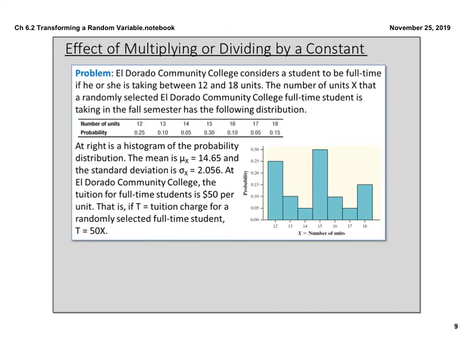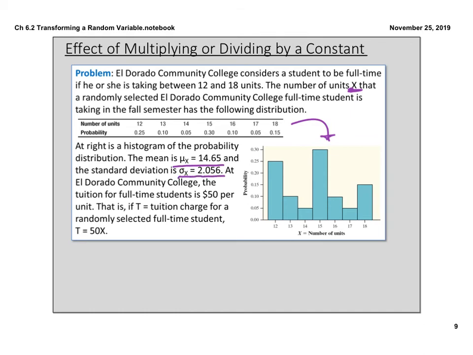All right, so let's take a look at this example. It says El Dorado Community College considers a student to be full-time if he or she is taking between 12 and 18 units. The number of units, X, that a randomly selected El Dorado Community College full-time student is taking in the fall semester is shown in the following distribution. So 25% of the students take 12 credits, 10% take 13 credits, 5% take 14, 30% take 15, 10% take 16, 5% take 17, and 15% take 18. There's our probability distribution. There's its histogram. For the histogram of the probability distribution, the mean is 14.65. The standard deviation is 2.056.